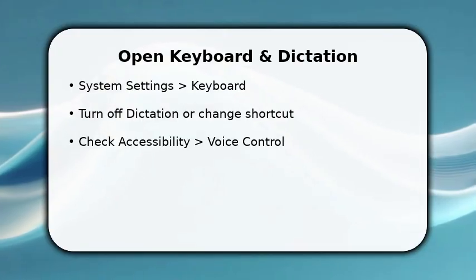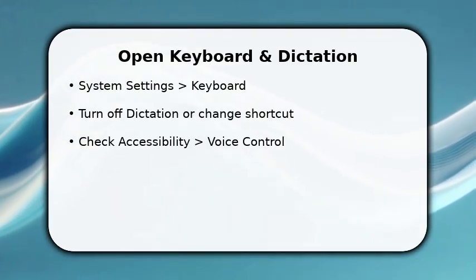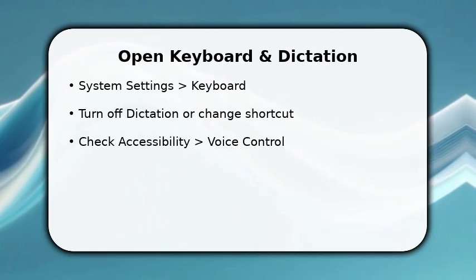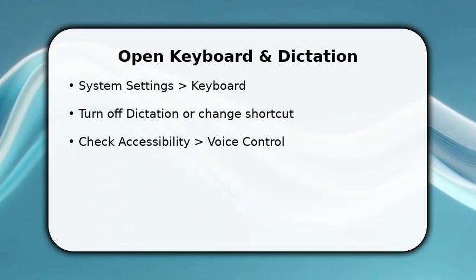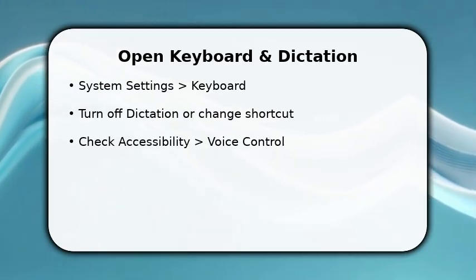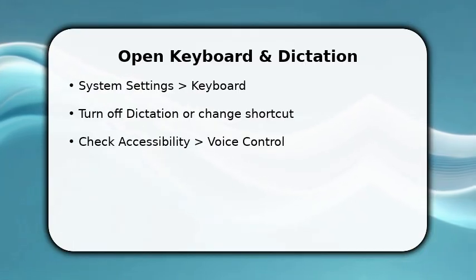You'll start by opening System Settings and going straight to Keyboard. This is where macOS often routes typing to voice features. Once there, locate Dictation and toggle it off so the system stops converting typing into speech. Make sure you also check the shortcut assigned for dictation and remove or change it to avoid accidental activation.